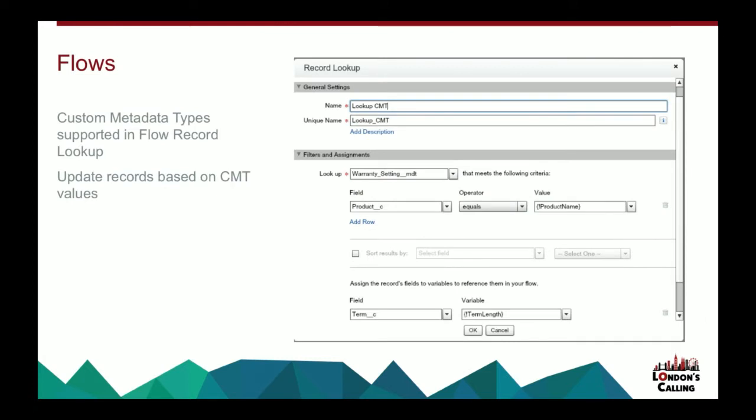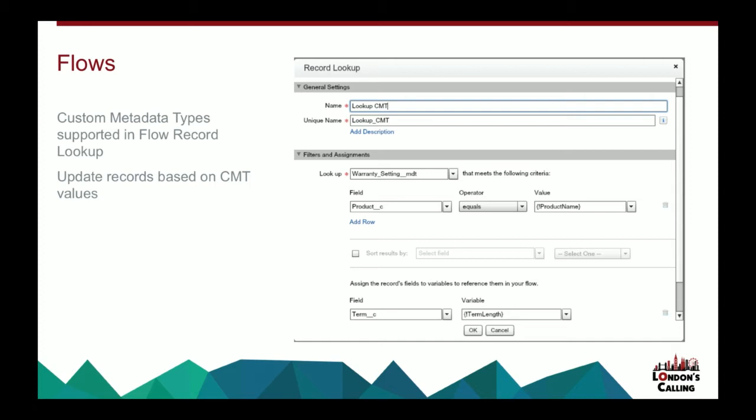The first example we have of how admins use custom metadata types with clicks, not code, is in flows. Flows allow you to do a record lookup to say, if I'm updating one record and I want to change a value based on another record, I have to look up that record first. That record lookup allows you to find records of custom metadata types.